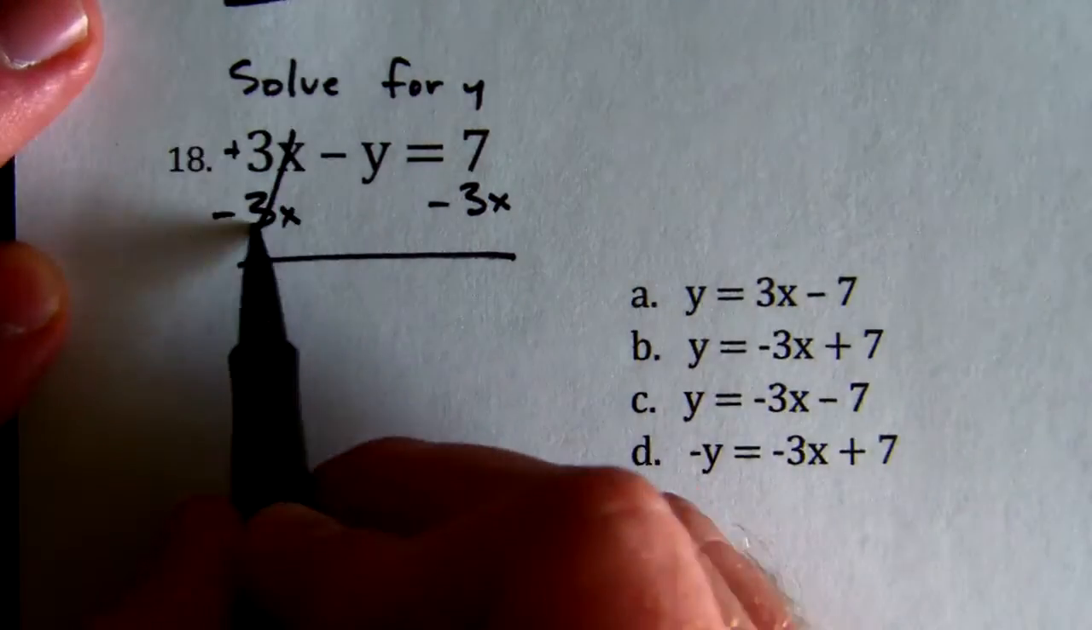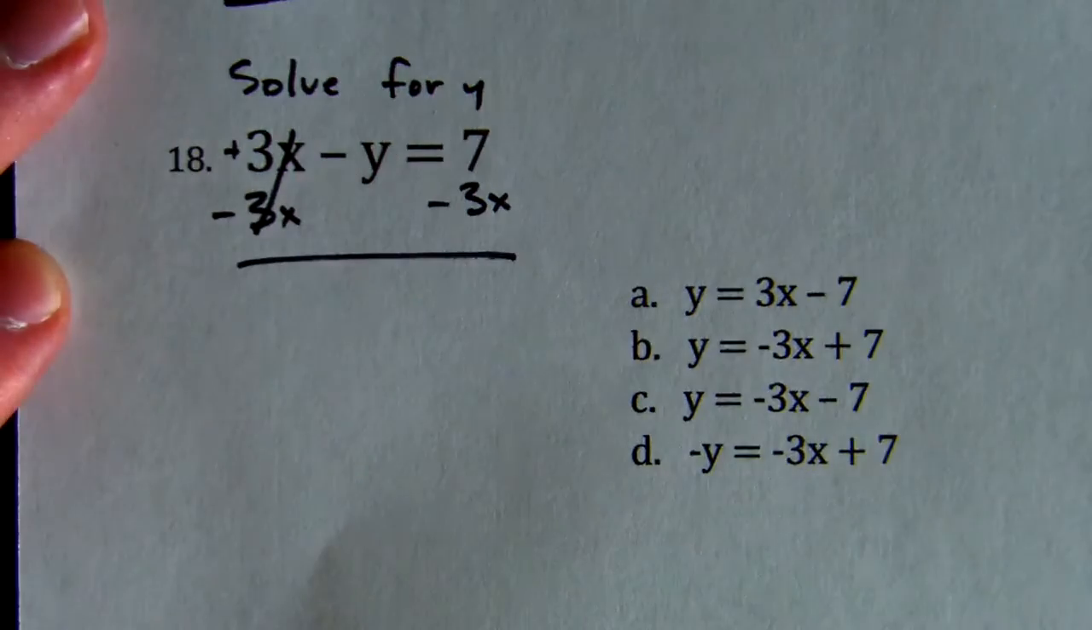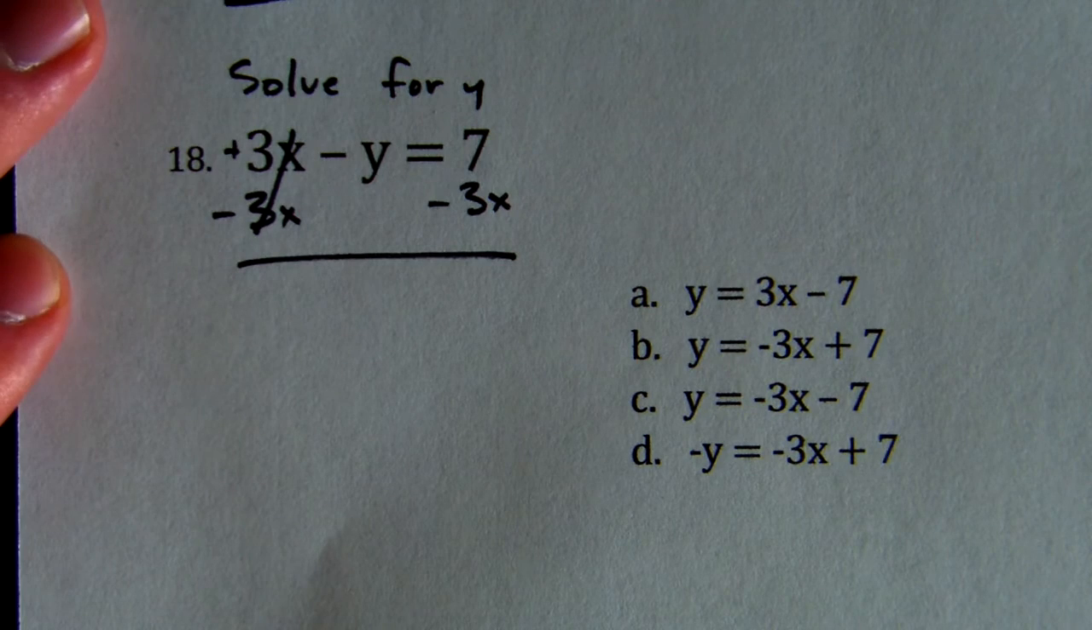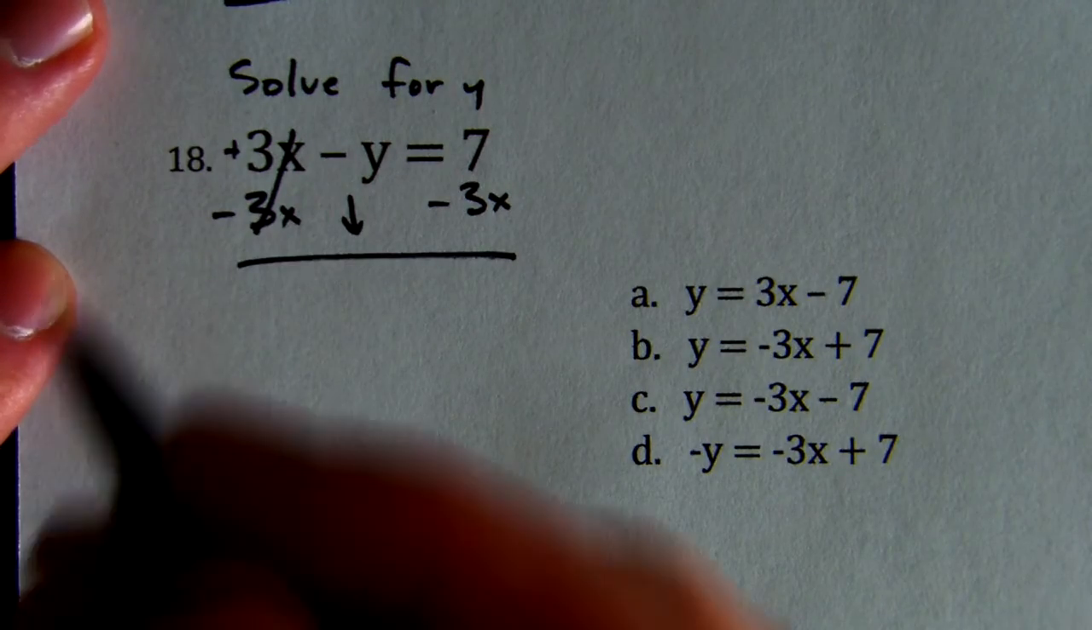So 3x minus 3x is 0. That cancels out. Now, 7 minus 3x we actually can't do because they're not like terms. There's no x attached to the 7. So here's what we've got to do. And this is possibly where a mistake was made.